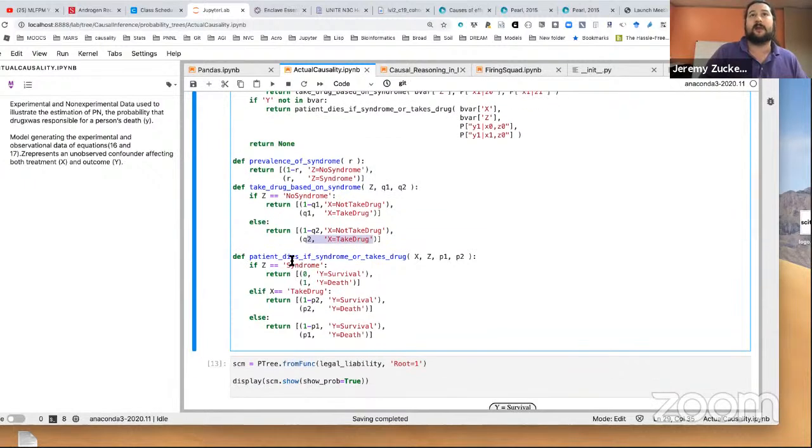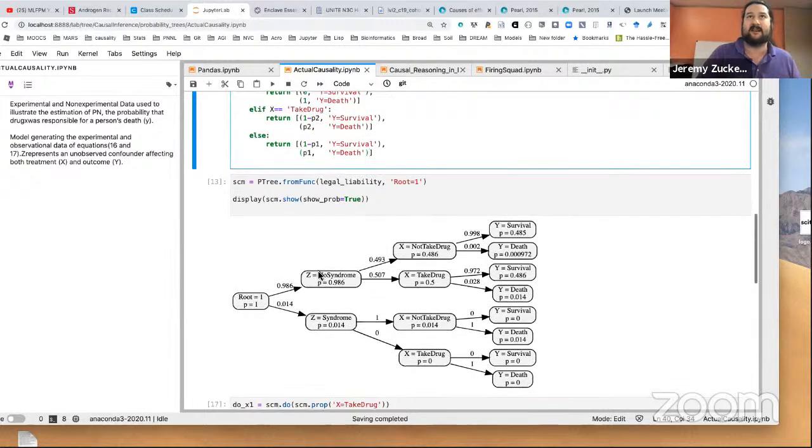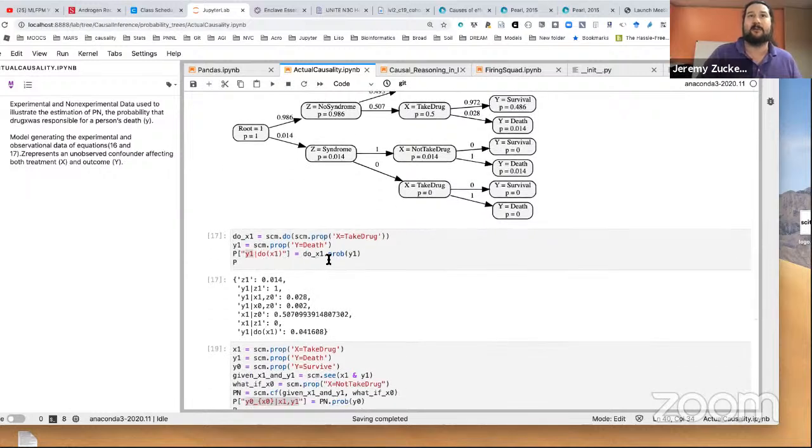And likewise, if your patient, now it's a function of two variables. So there's the possibility that if you have the syndrome, then you die. Otherwise, your probability of death is dependent on whether or not you took the drug. So that's the whole function right there. And then here's the probability tree that corresponds to that graph.